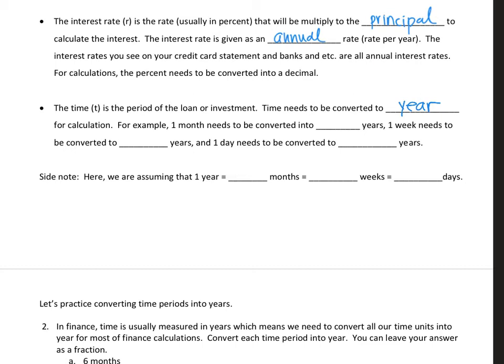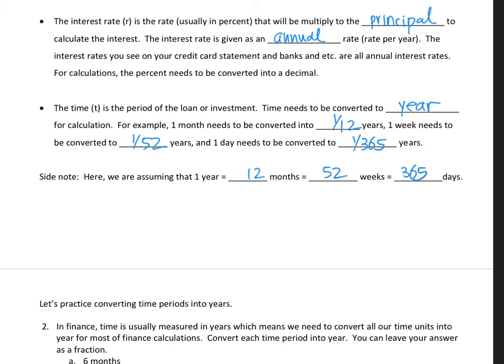For example, 1 month needs to be converted into 1 out of 12 years. Because 1 month is not a full year, it's a fraction of a year. How much fraction? 1 out of 12. 1 week needs to be converted into 1 over 52 years. And 1 day needs to be converted to 1 over 365 years. Again, 1 week is not a full year, so it's a fraction of a year. Same for a day. The reason is because 1 year is 12 months, which is 52 weeks, which is 365 days. This is what we're going to use in this class, okay?